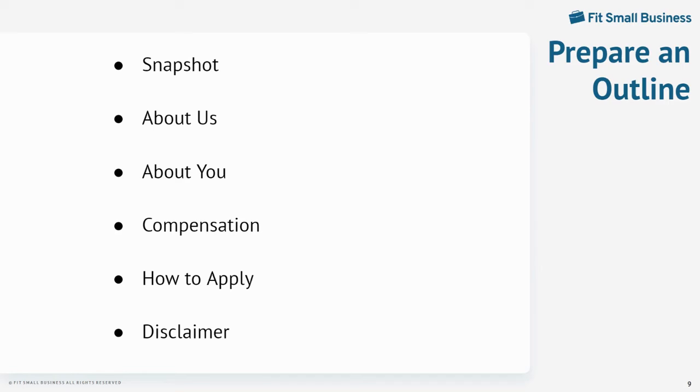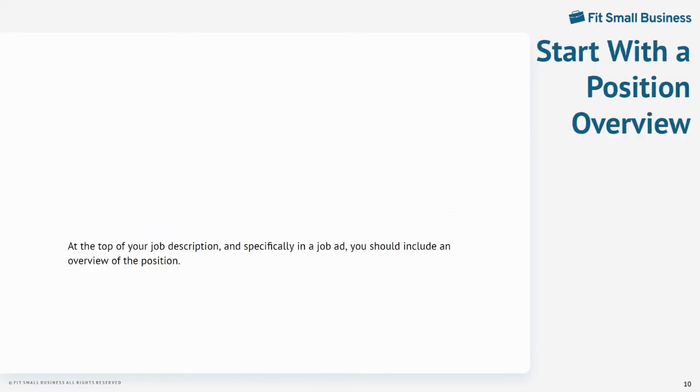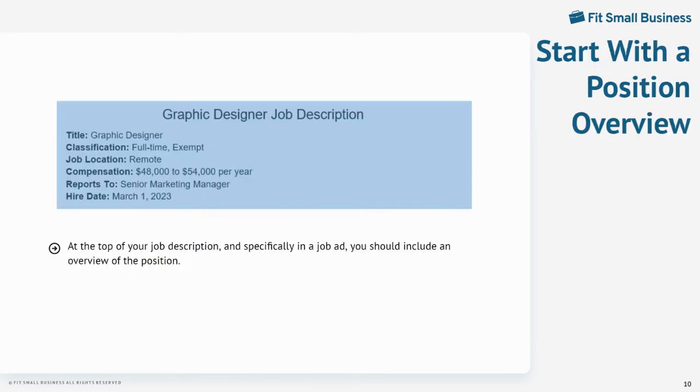Include a section on how to apply. These should be instructions that explain where and how to apply, such as to send an email with their resume or fill out an online application on your careers page. And end with a disclaimer. Include a non discrimination disclaimer that reminds job prospects that your business doesn't discriminate and is in compliance with federal and state labor laws.